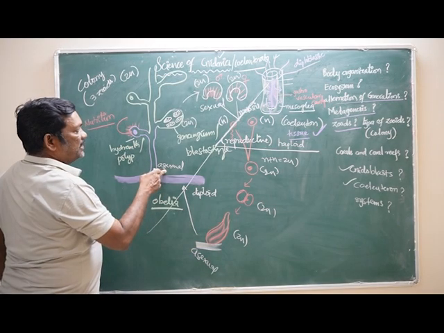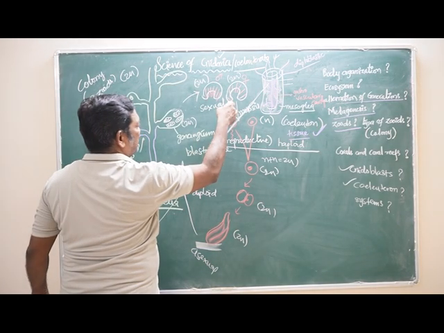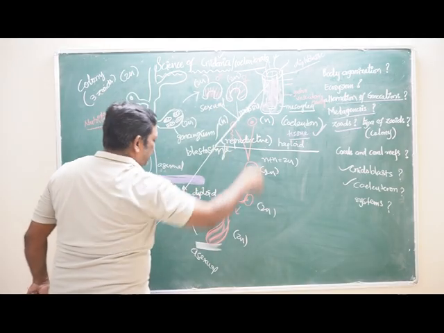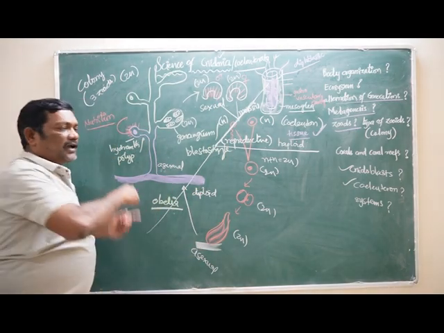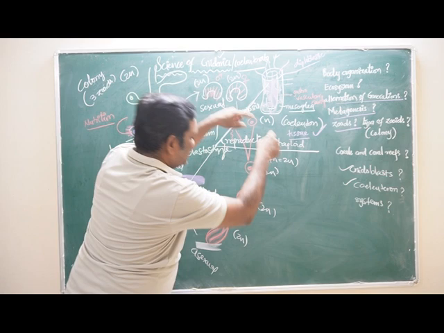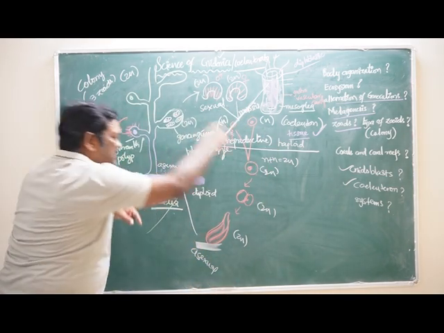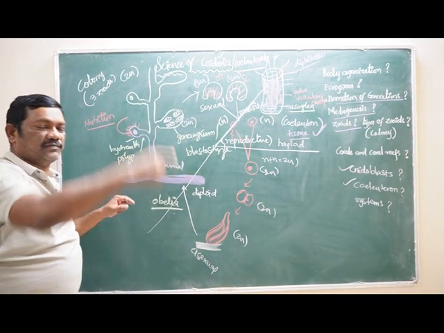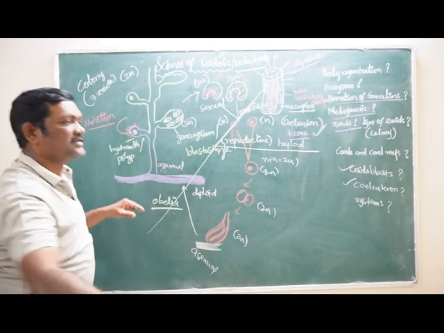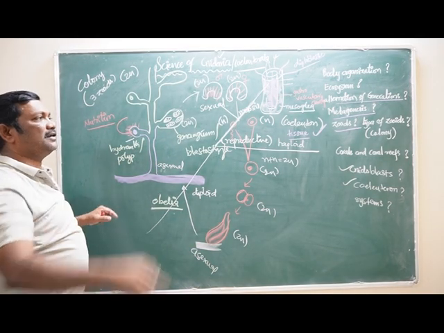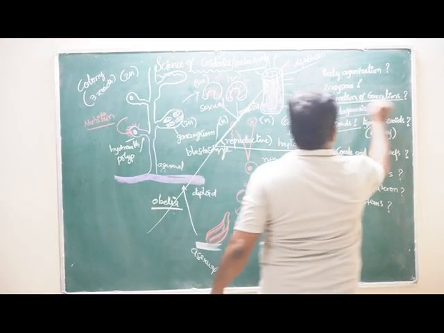Asexual form is forming. From this asexual form, sexual form is developing. From this sexual form, again asexual form is developing. Asexual form, sexual form; sexual form to asexual form. This is called the alternation of generations. One sexual, next asexual, next asexual and sexual. This is called the alternation of generations.